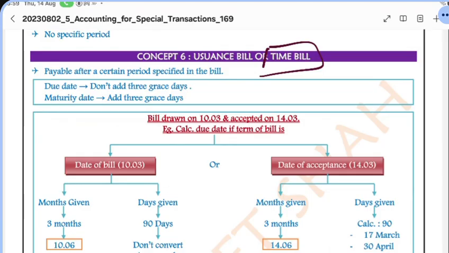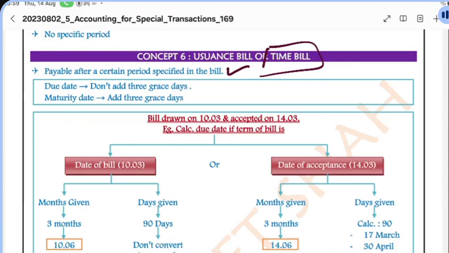Now, time bill. What is a time bill? The bill which is payable after a certain period specified in the bill. Payable after a certain period specified in the bill. 2 months means after 2 months. 3 months means after 3 months.